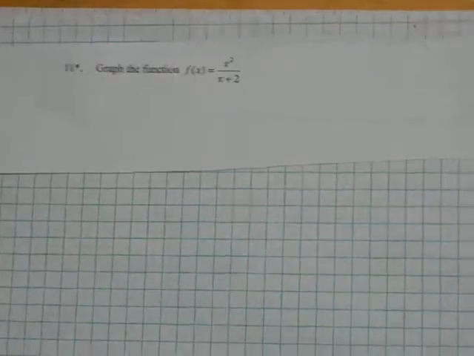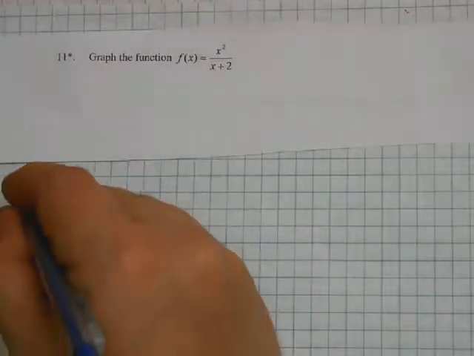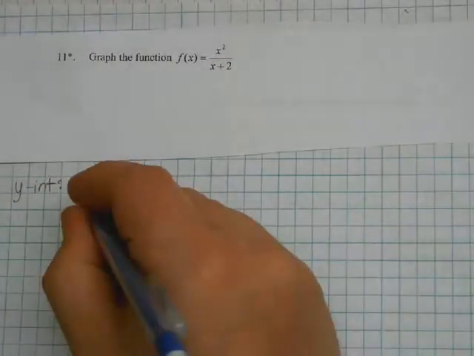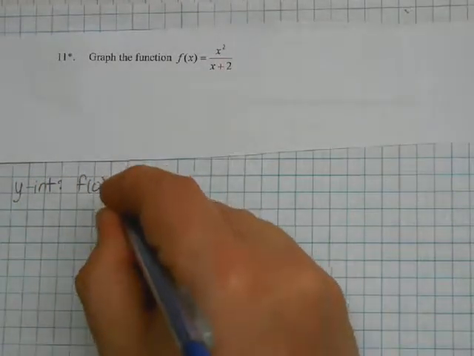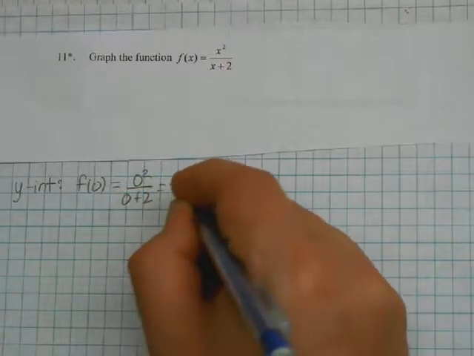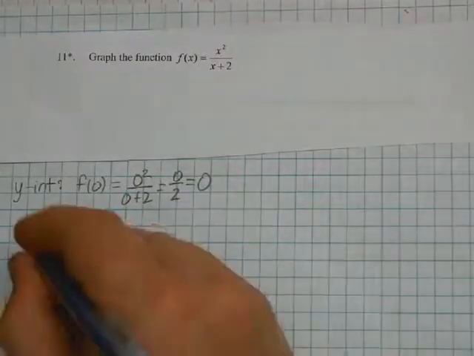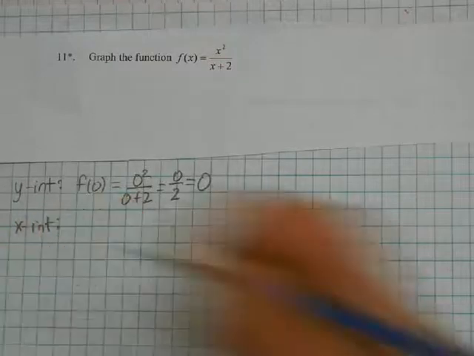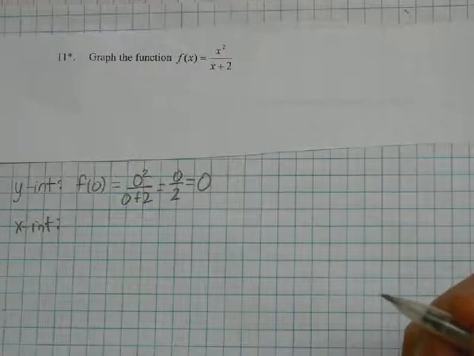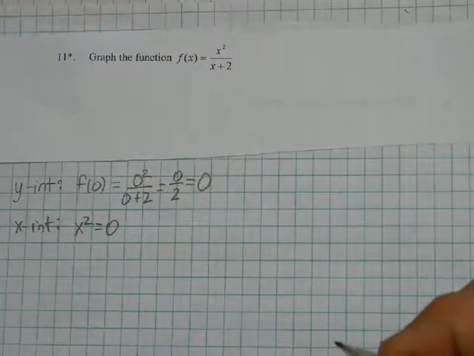Okay, so on number 11, we're going to go ahead and graph the rational function. So the y-intercept is, remember, f of 0, or 0. The x-intercept occurs when the numerator or top function is equal to 0. And we get x equals 0.